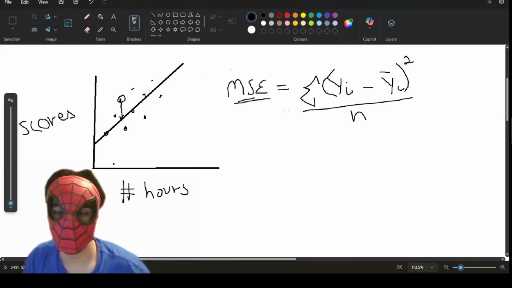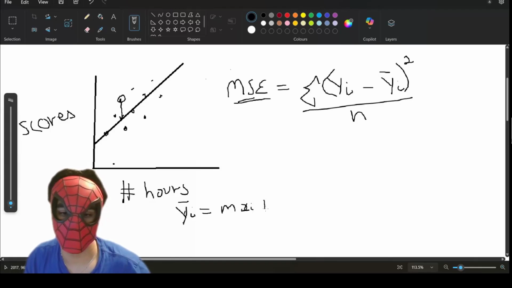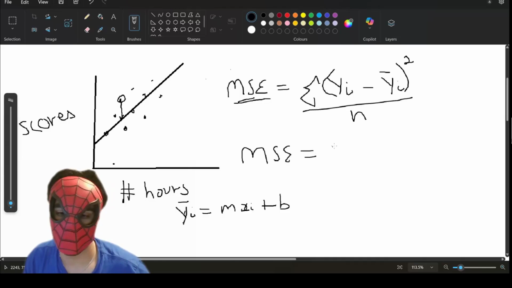So we know that the line is basically y is equal to the predicted slope times x plus b, the predicted y-intercept. That means we can rewrite our mean squared error as, I'll just quickly rewrite it. By the way, this is a summation sign.